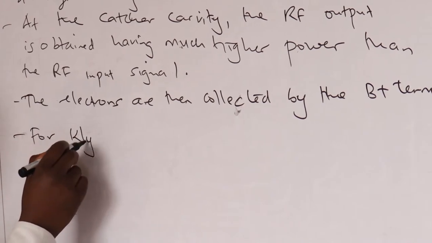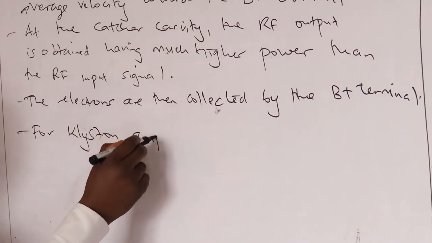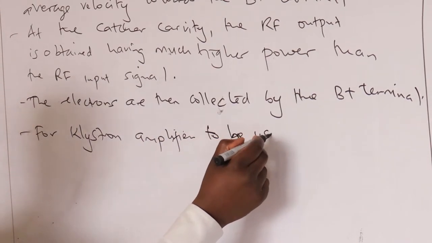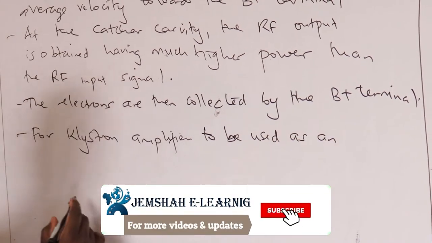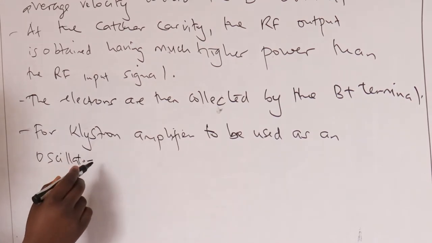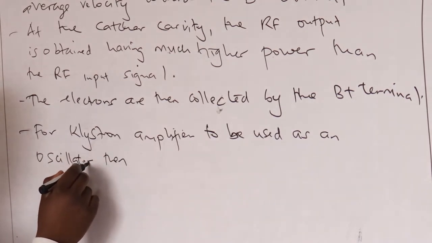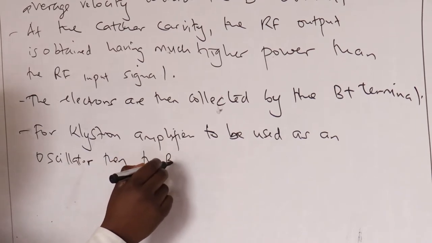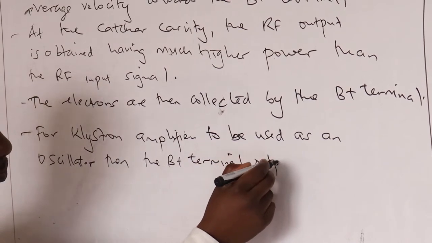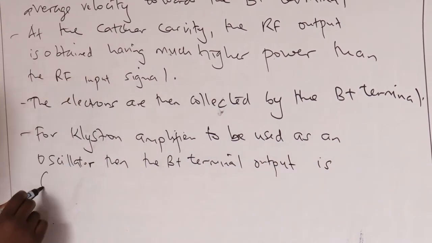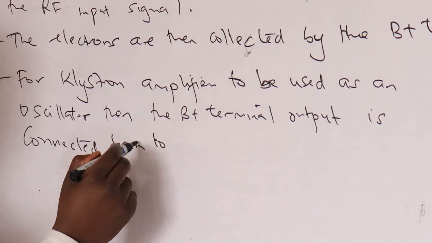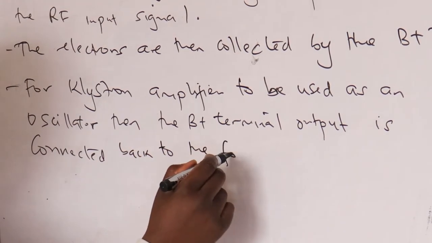For a klystron amplifier to be used as an oscillator, the B plus terminal is connected back to the focusing electrodes.